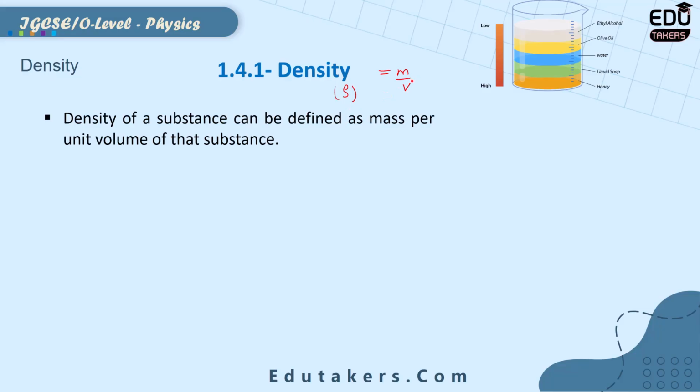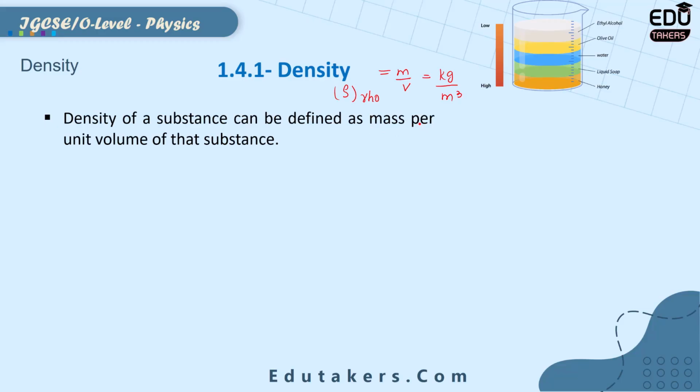And if I talk about the unit of the density, what is a unit for measuring mass? Do you know about it? The mass is measured in kilogram, which is the SI unit, and the volume is measured in meter cube. So the unit for the measurement of the density comes to be kilogram per meter cube. The symbol for the density is rho, and its unit is kilogram per meter cube.